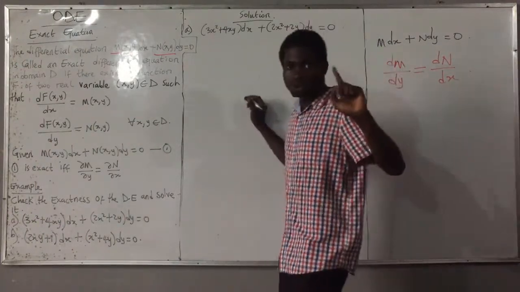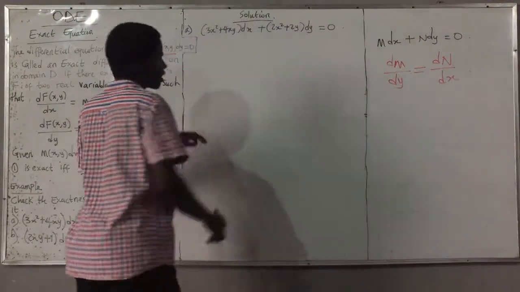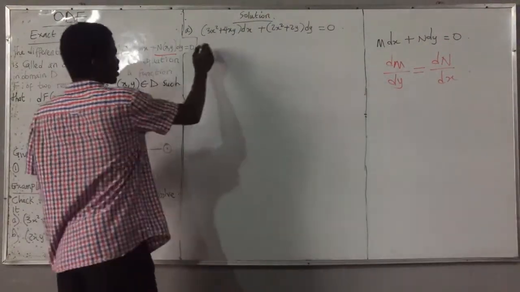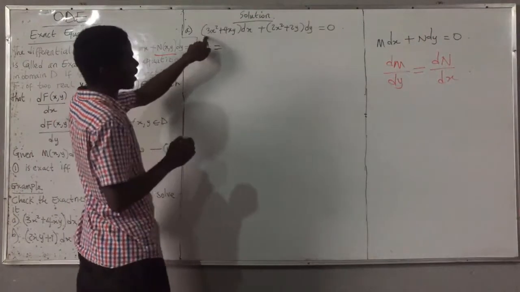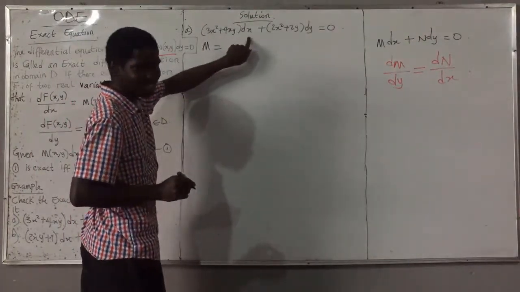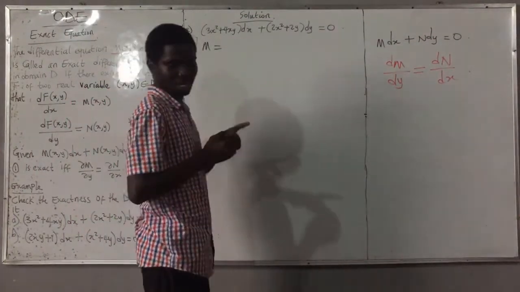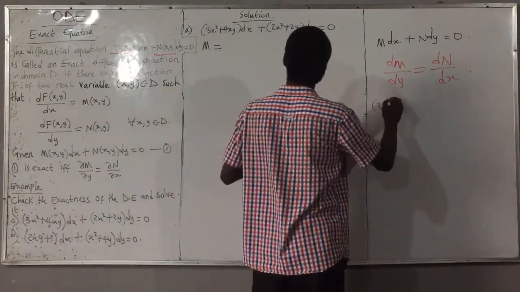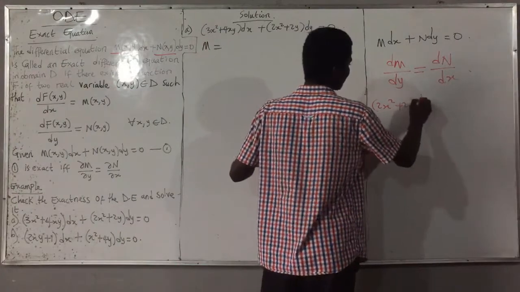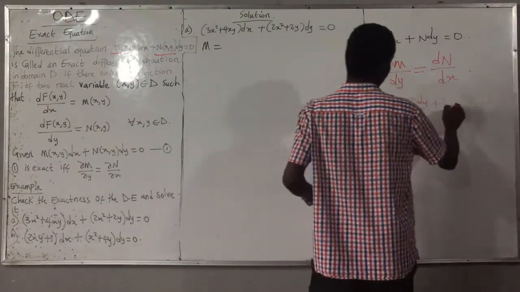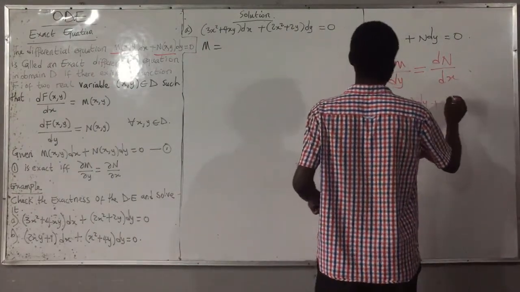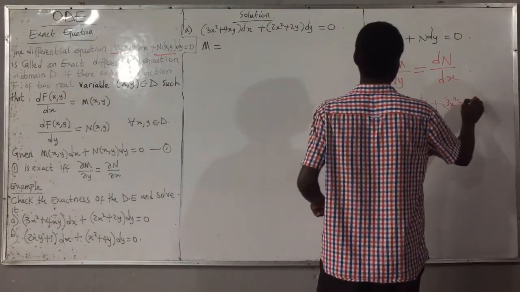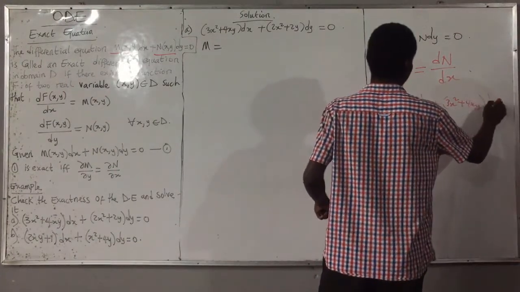Now, how do you check whether a differential equation is exact? What is M? This is M. What is beside the dx? In fact, another question can come this way. So take note. Like you can have (2x squared plus 2y) dy plus (3x squared plus 4xy) dx equals 0.